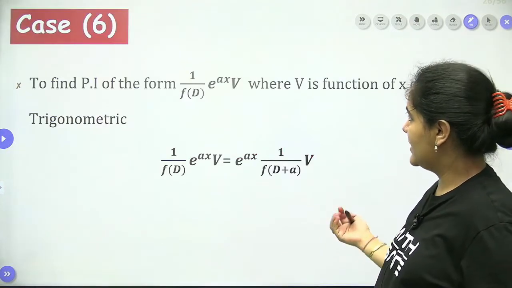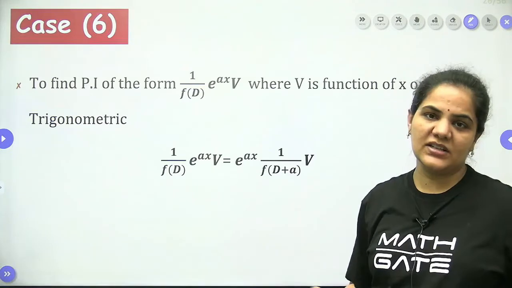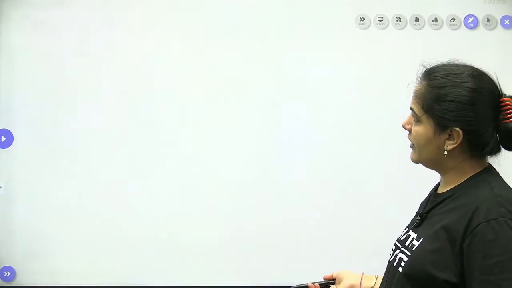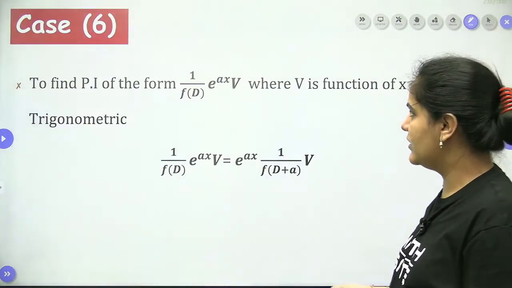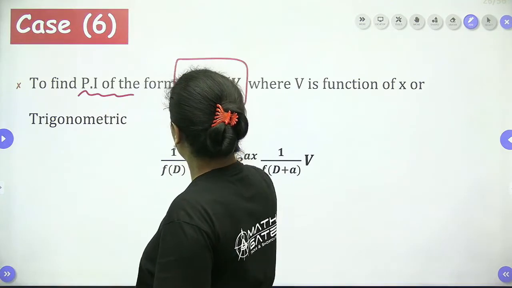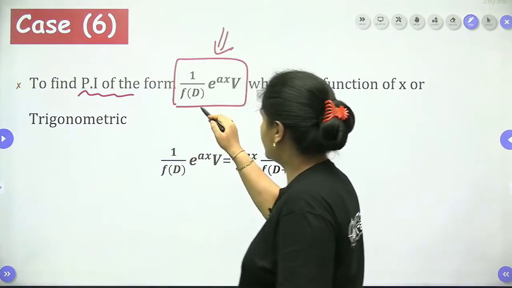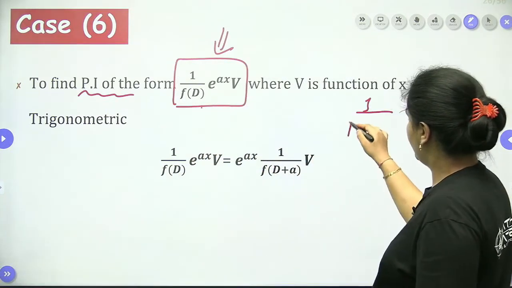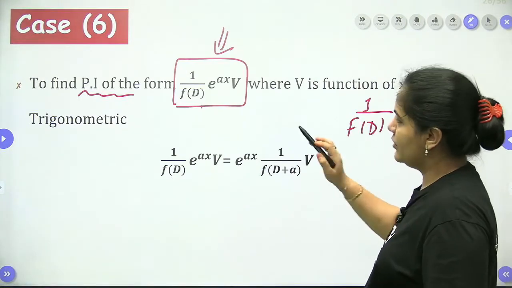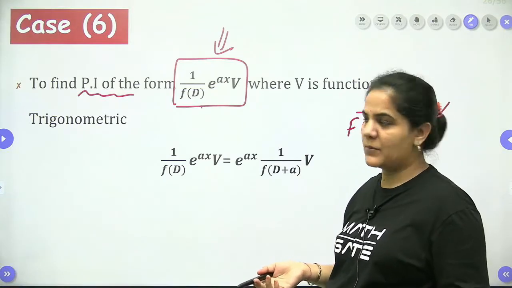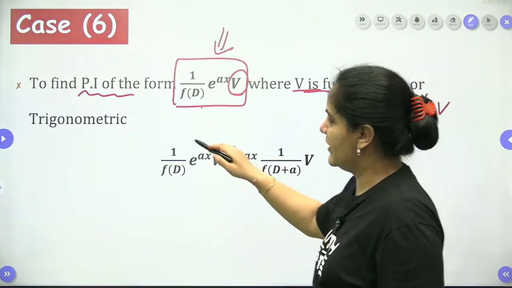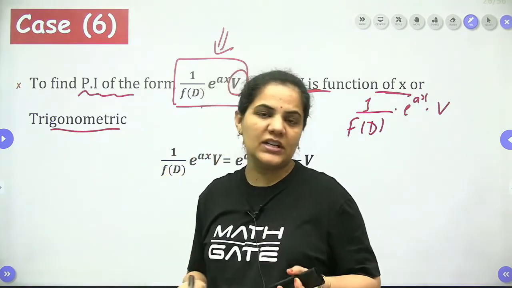Okay guys, so case number 6 and case number 7 are ultimately the mixtures, the functions which are having a mixture. Let me show you the cases, then we will have discussion on the questions based on this later. Whenever we have to find the PI, we have to find it in this form, when we have 1 by f(D) into e to the power ax into v. So e to the power ax is, we know, the exponential function.